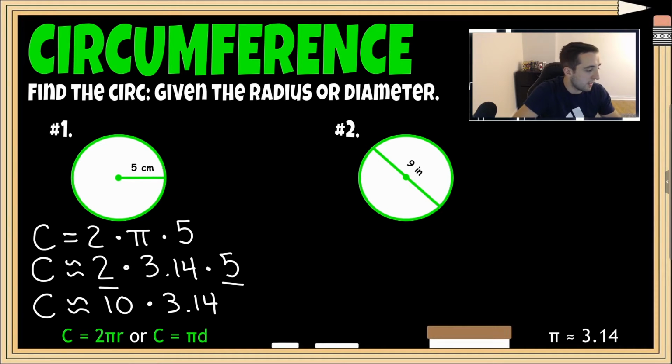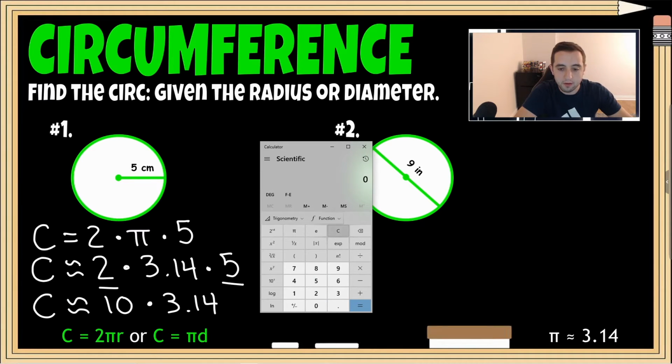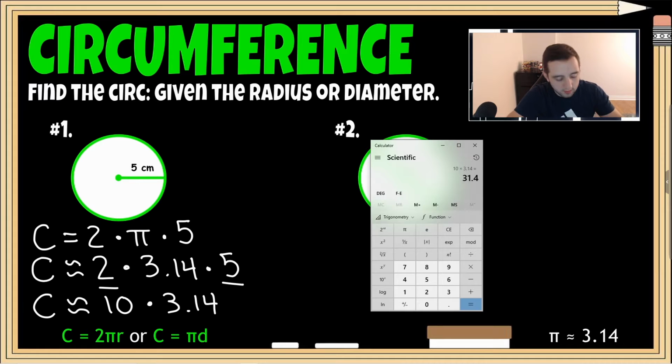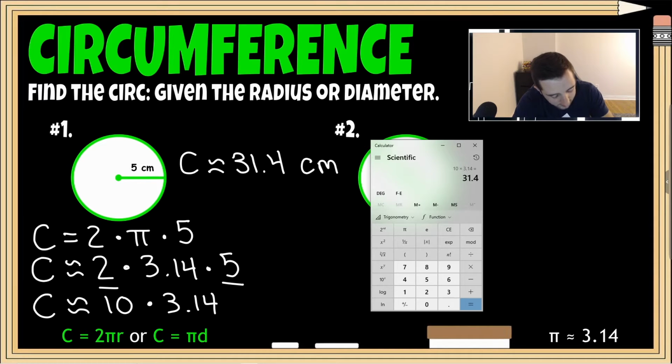Now, if I take out my calculator here, we have 10 times 3.14. We end up getting the circumference to be approximately 31.4. Now, let me jot that down here. C is approximately 31.4. In our units of measurement, we are utilizing centimeters. Now, do not make your units of measurement squared. You do that when you're talking about area, so just leave it as centimeters, not square centimeters. Okay, and that's our answer for the first one.